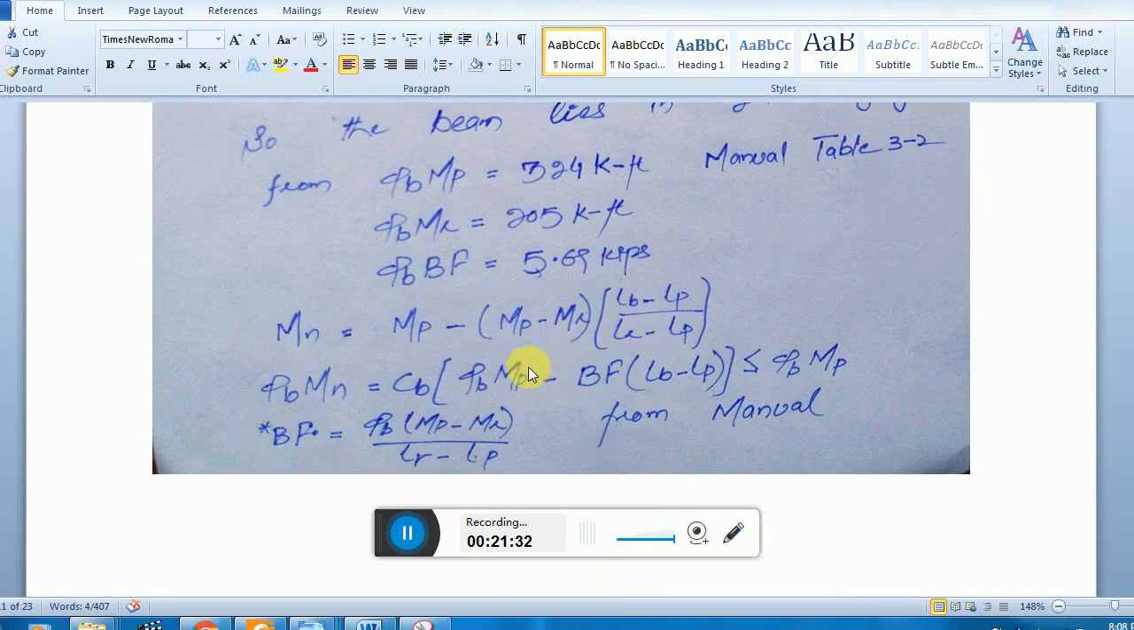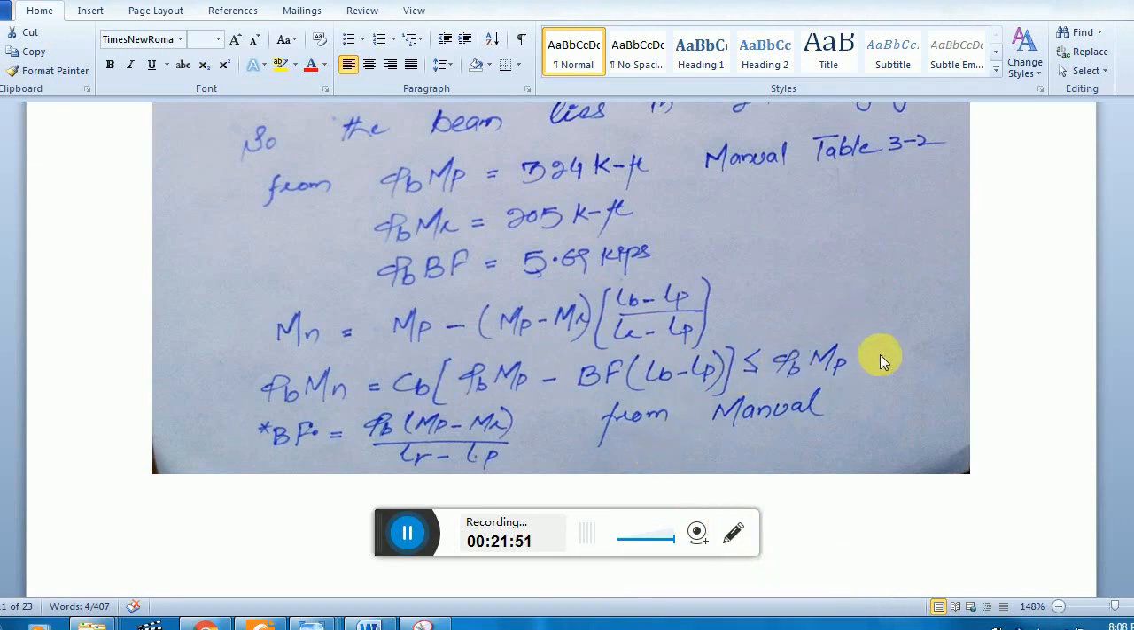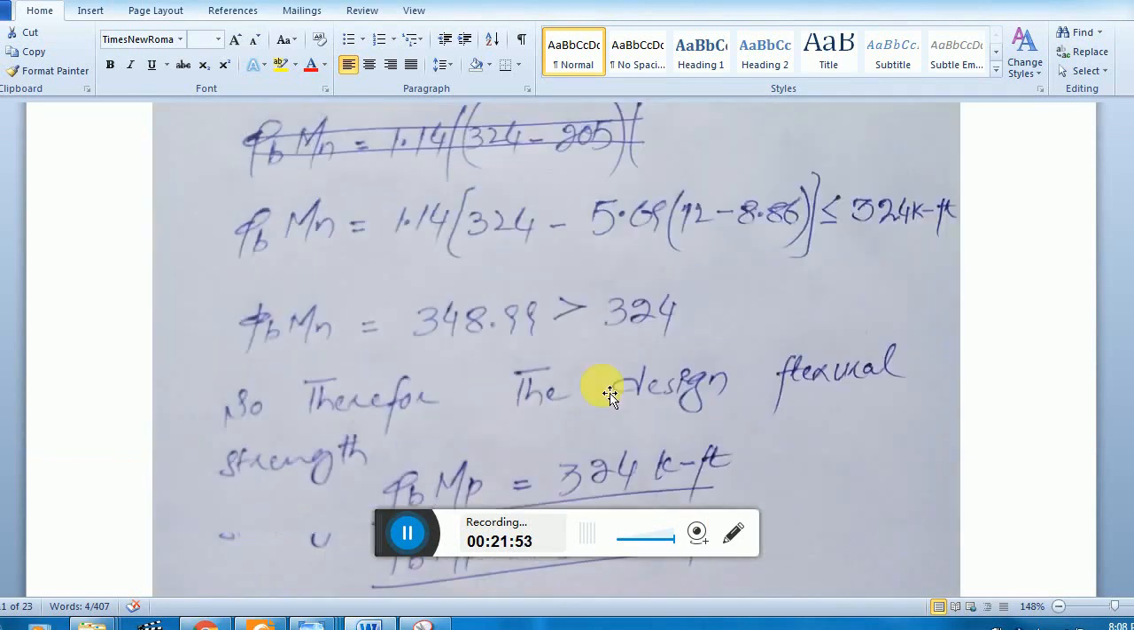Just now you need to plug the values, okay, but remember, you must satisfy this criterion: the strength coming out from these values should be at least equal to this one, and I already explained this point in lecture number 4, sorry. Now you see, they just plug the values and multiply by 1.14.